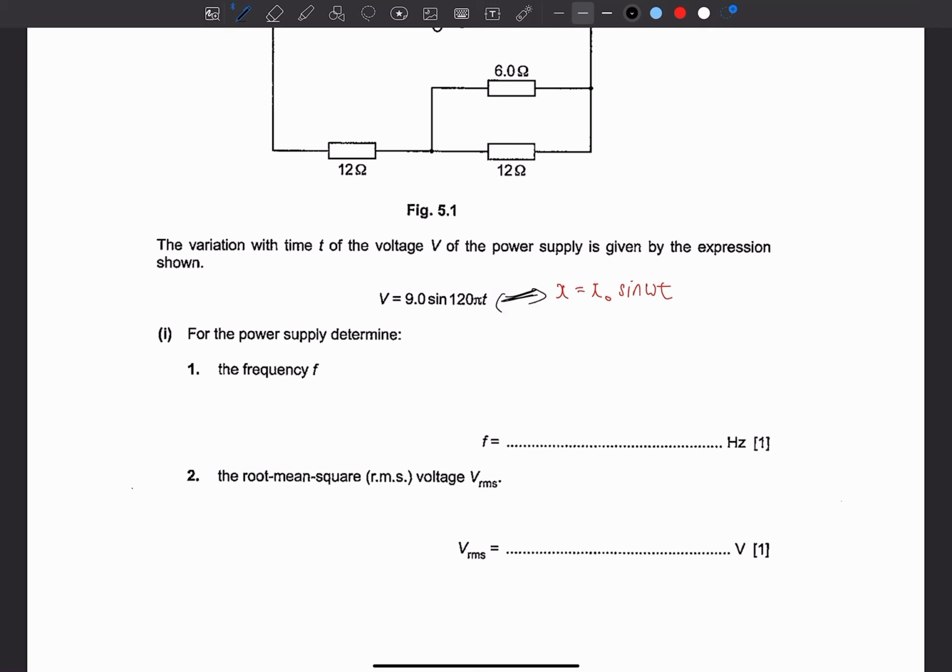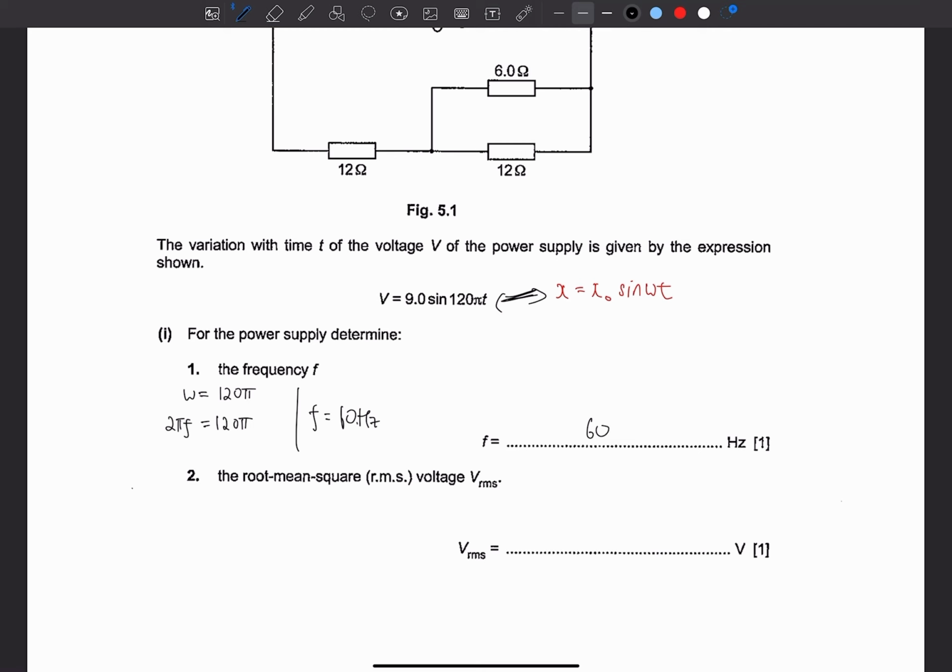you can see that omega is equal to 120 pi. What else does omega equal to? It equals 2 pi f, right? 2 pi f equals 120 pi, right? Then the f comes out. f comes out to be 60 hertz.